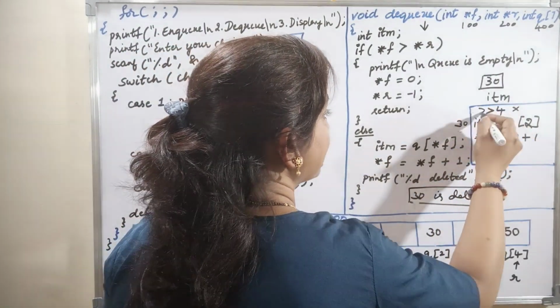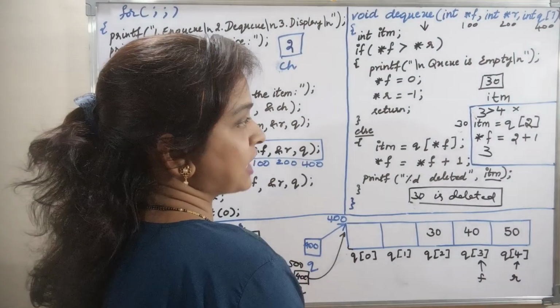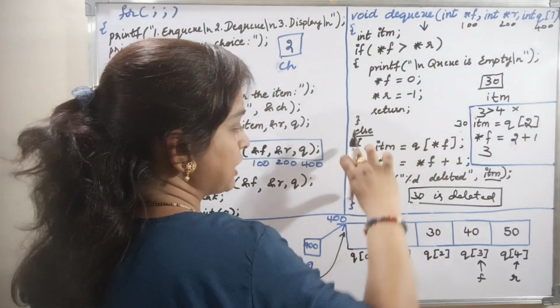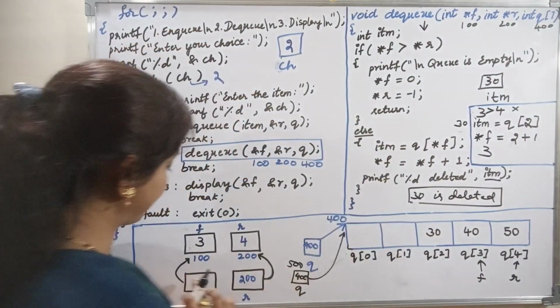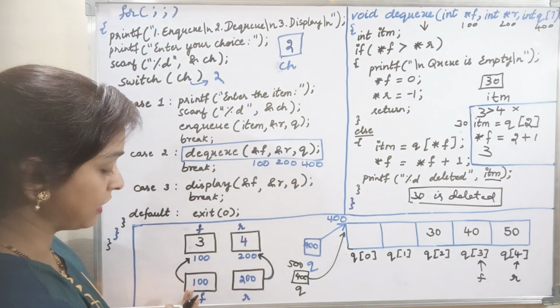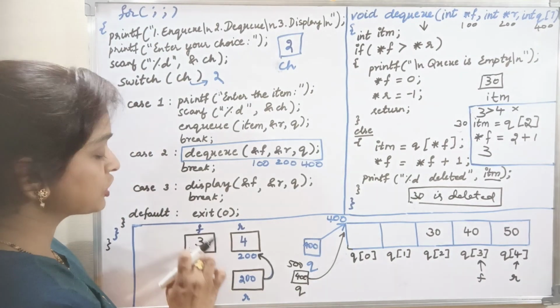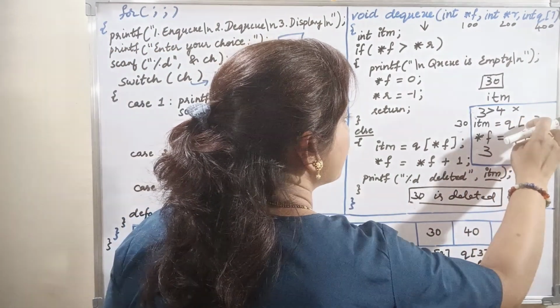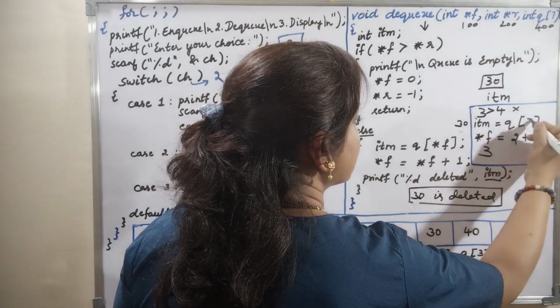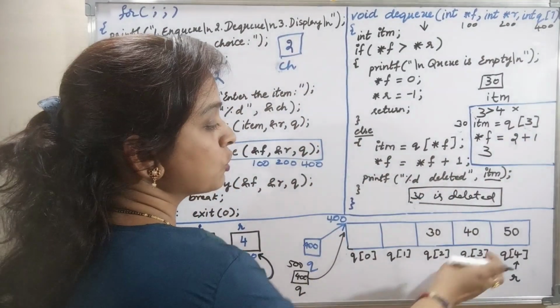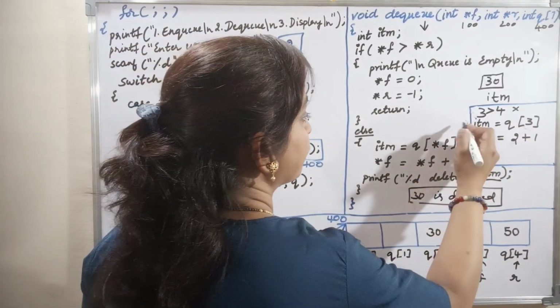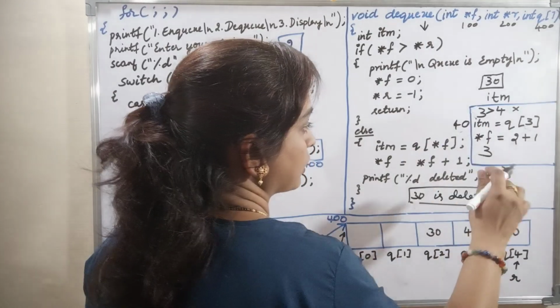Is 3 greater than 4? Condition not satisfied once again. Then I'll come to else block. I say Q of pointer F. F is 100. Pointer F is value at the location 100. It is 3. So it is Q of 3. So what is Q of 3? Q of 3 means it is 40.